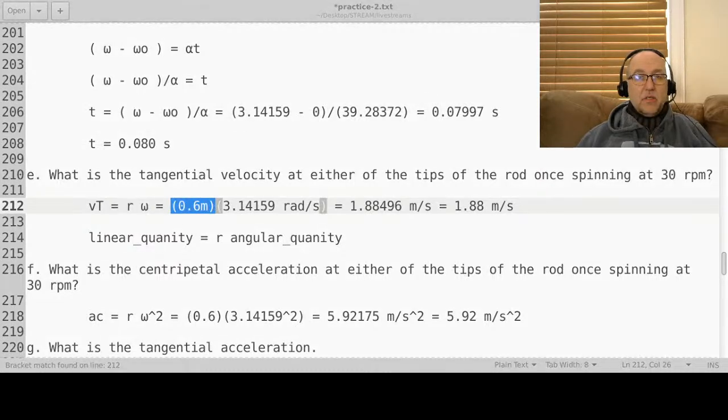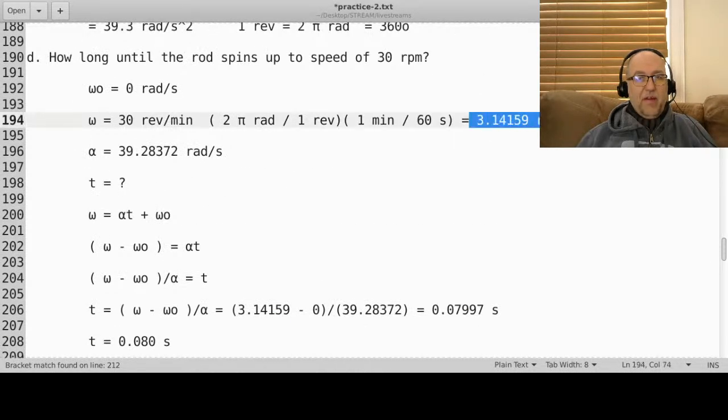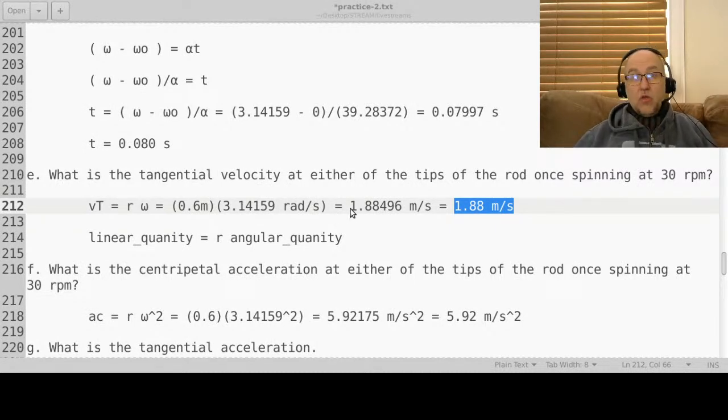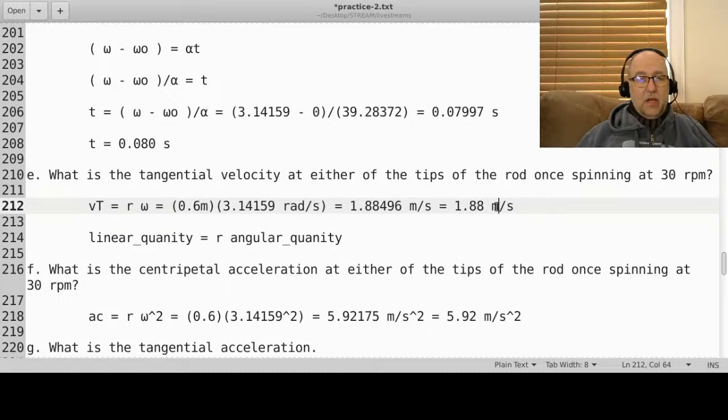R is 0.6 meters. And omega, we just found it above here, is 3.14 radians per second, and that works out to 1.88 meters per second. Again, you'll notice I just dropped the radians. If I wrote meter radians per second, it wouldn't technically be incorrect, except that radians are dimensionless, so you can just remove them, and then you get meters per second, which is what you expect for a linear velocity.